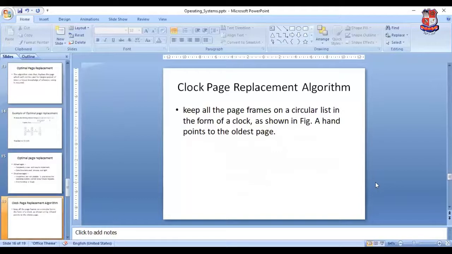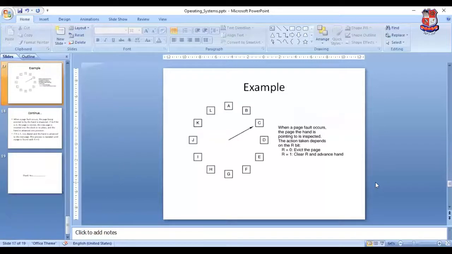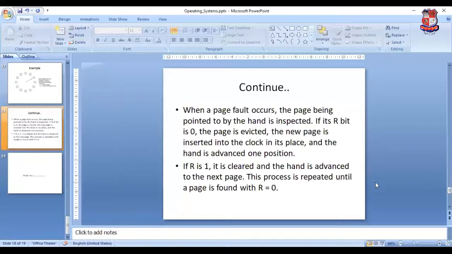Now clock page replacement algorithm. It keeps all the page names on a circular list in the form of a clock. As shown in figure, a hand points to the oldest page. A के पास A have the hand points. So when a page fault occurs, the page the hand is pointing to is inspected. Now here when page fault occurs, the page being pointed to by the hand is inspected.